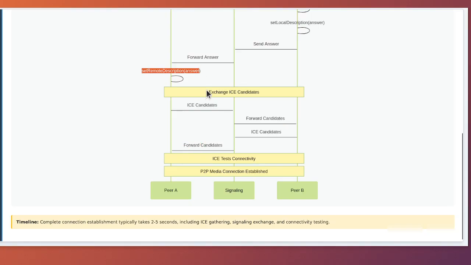Now both peers have a complete picture of the session. As ICE candidates arrive from the remote peer, each peer adds them using addIceCandidate. The ICE framework begins testing connectivity between the various candidate pairs, trying to find working paths between the peers. Once a candidate pair succeeds in establishing connectivity, the ICE state changes to connected, and media can begin flowing.